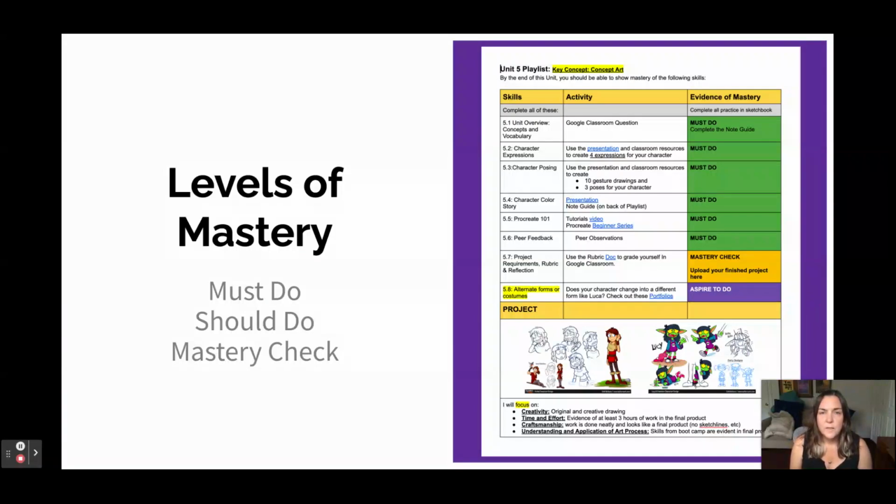Within each unit, all lessons are labeled as must do, aspire to do, or mastery check. The must-do assignments allow you to learn and practice the skills and techniques you will need to complete the project. The project is your chance to demonstrate mastery by applying the skills you have practiced throughout the unit. Aspire to do assignments are ways for you to further develop the skills in the unit and are graded as extra credit.